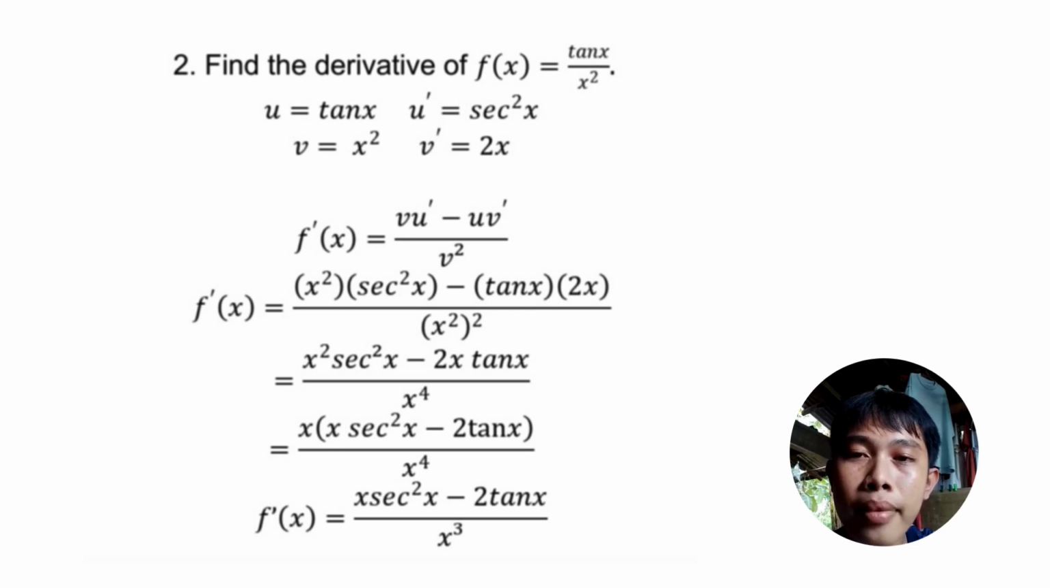So we can cancel out this x at first and 1x at the denominator. So the final form of this function is x secant squared x minus 2 tangent x over x cubed. So x raised to the power of 4 is simply reduced, subtracted by 1x. So it became x cubed. And that's all.